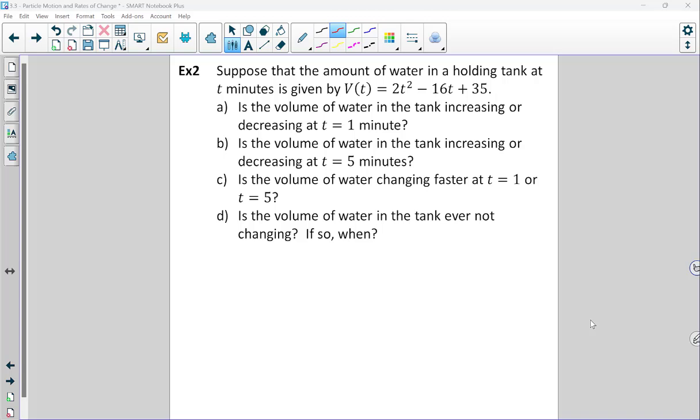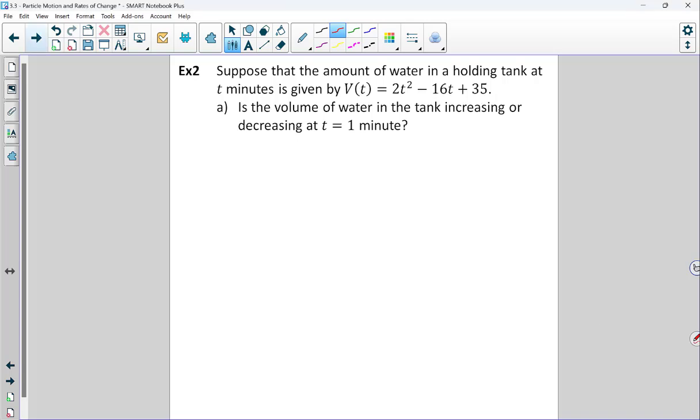Suppose that the amount of water in a holding tank at t minutes is given by V of t equals 2t squared minus 16t plus 35. Let's start at the beginning. Is the volume of water in the tank increasing or decreasing? So volume is increasing would mean V prime is positive. Volume is decreasing, V prime is negative.